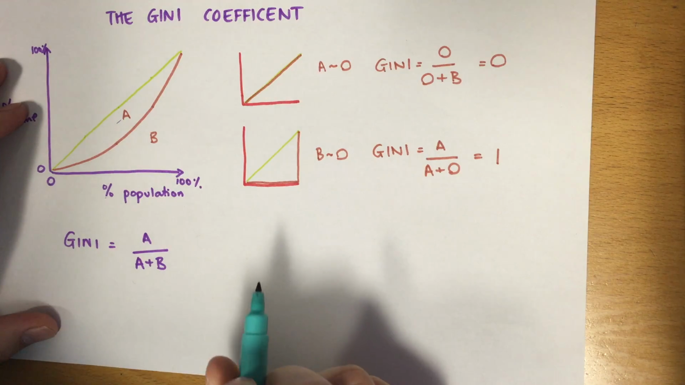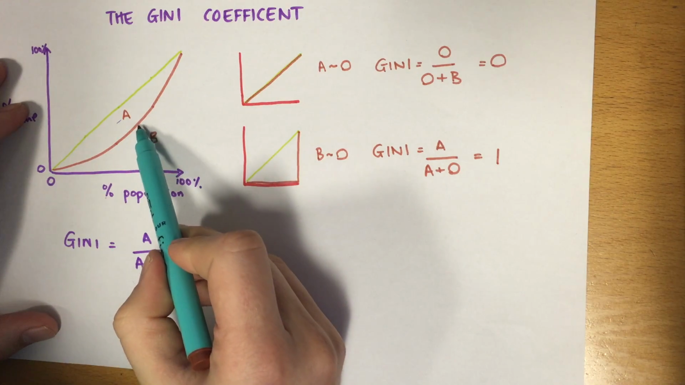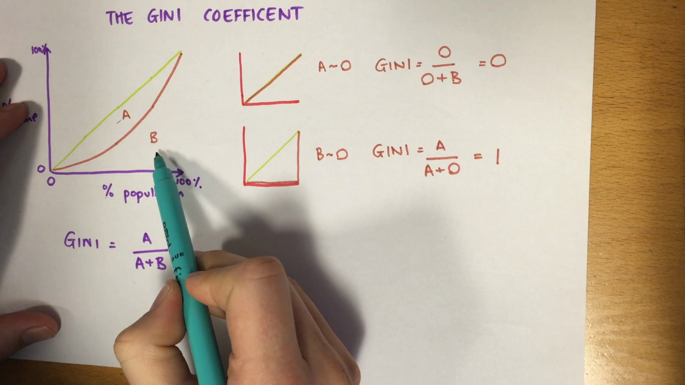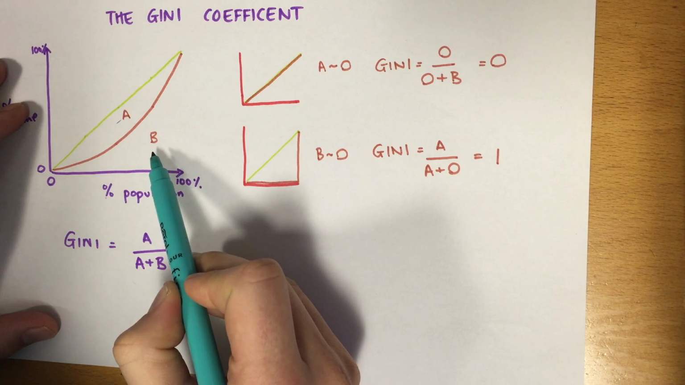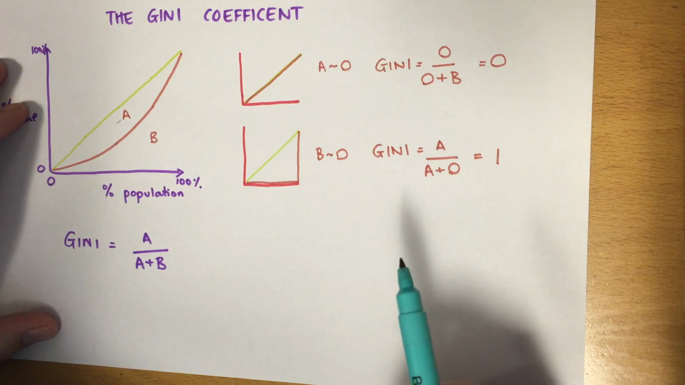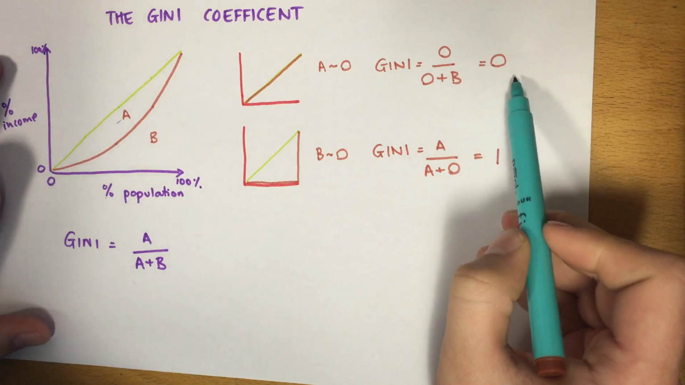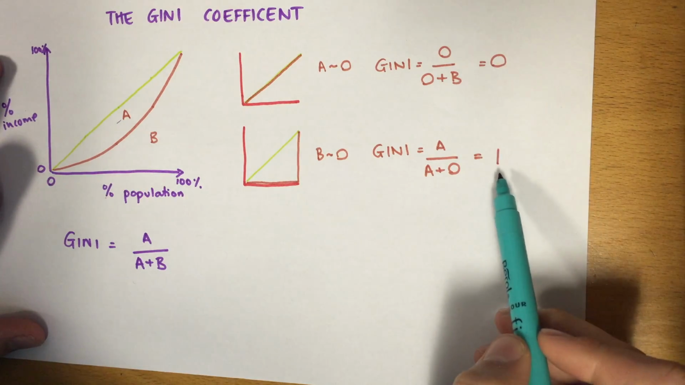So we can see from these graphs that the further this line comes over towards here, the more inequality we're going to get, and the higher the Gini value will get. And that's why our Gini coefficient goes from 0 all the way up to 1.